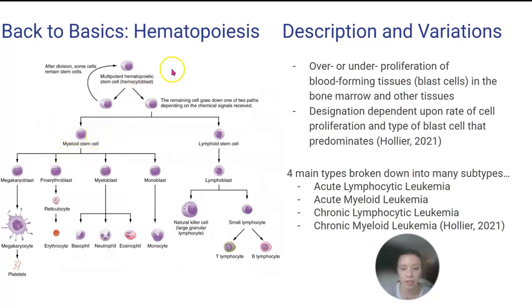The description and the variations of it: we can have an over or under proliferation of blood-forming tissues like the blast cells in the bone marrow or in other tissues, and their designation is dependent upon the type of cell that predominates and their rate of proliferation. So leukemia is broken down into four main types. We have acute lymphocytic leukemia, acute myeloid leukemia, then we have the chronic side, chronic lymphocytic leukemia, and chronic myeloid leukemia. And again, what we're talking about is CML. There are various subtypes to all of these types as well, depending upon their particulars.